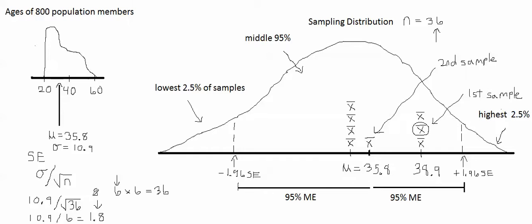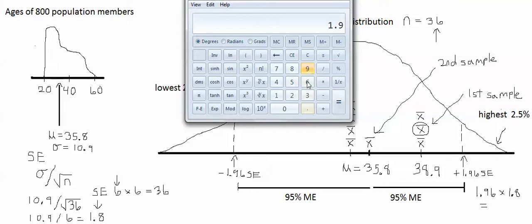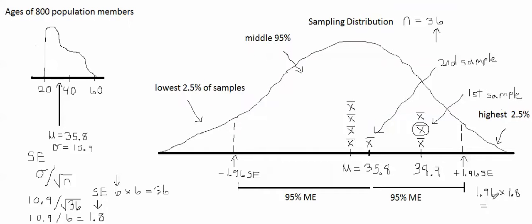Now we can use our standard error of 1.8 to get the margin of error. I said that this upper boundary has to be 1.96 standard errors above the population mean. So what we have to do is multiply 1.96 by our standard error of 1.8. And when we multiply, it comes out to 3.5. That's the 95% margin of error.